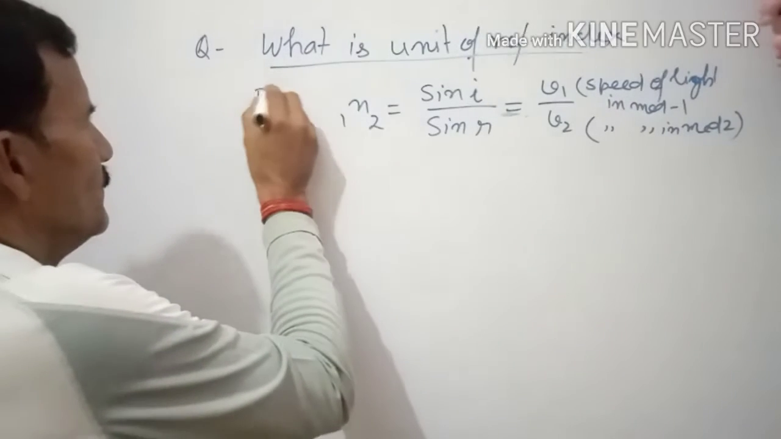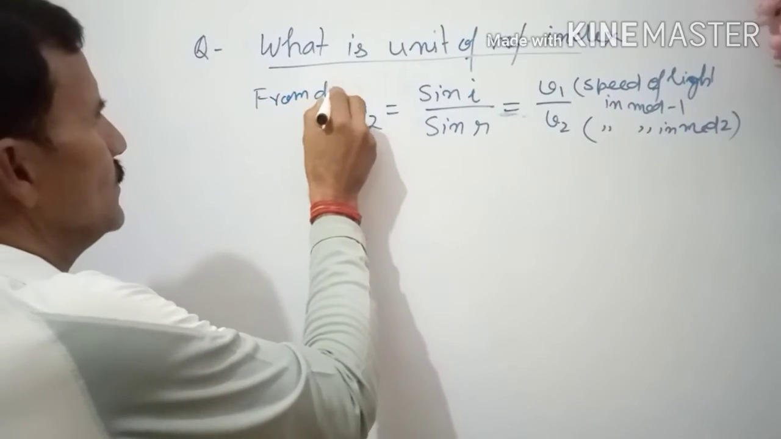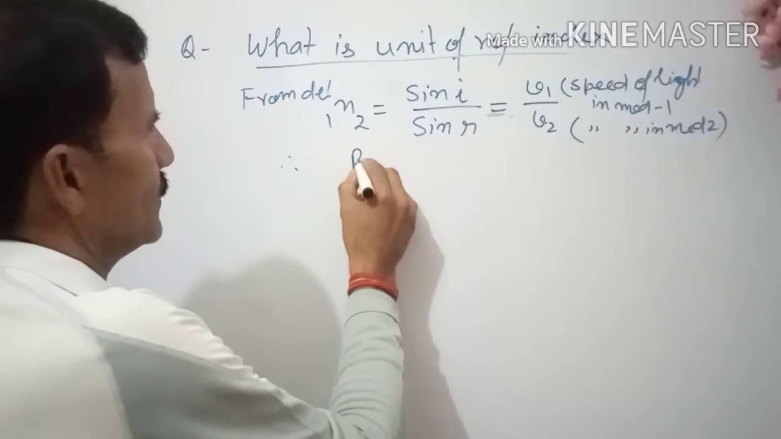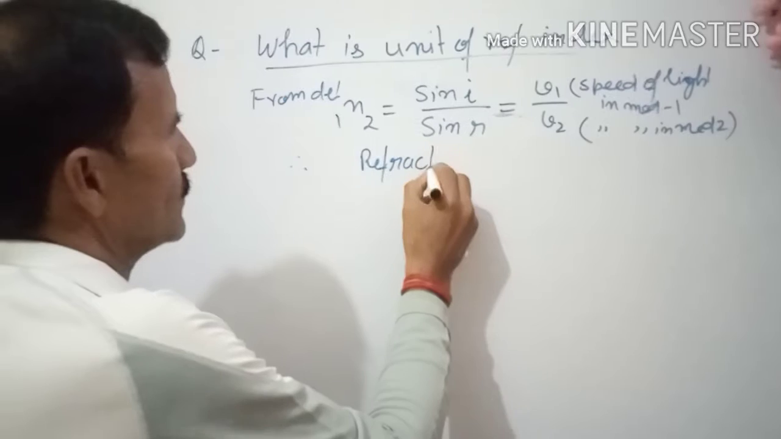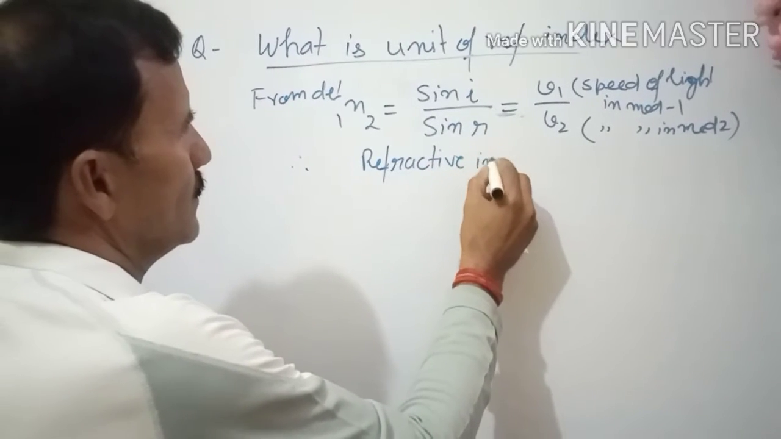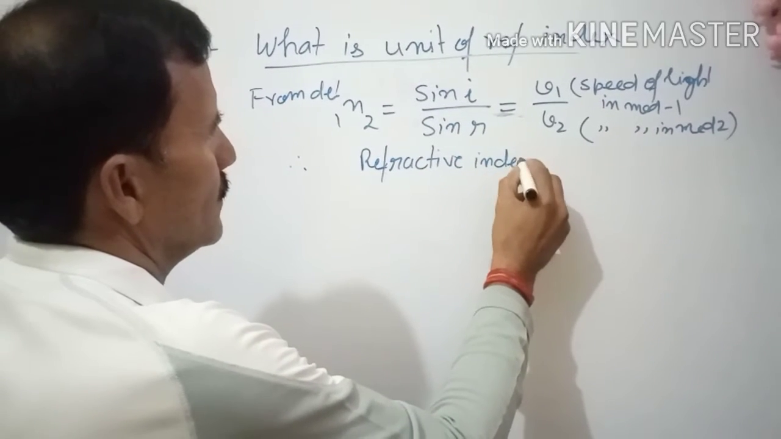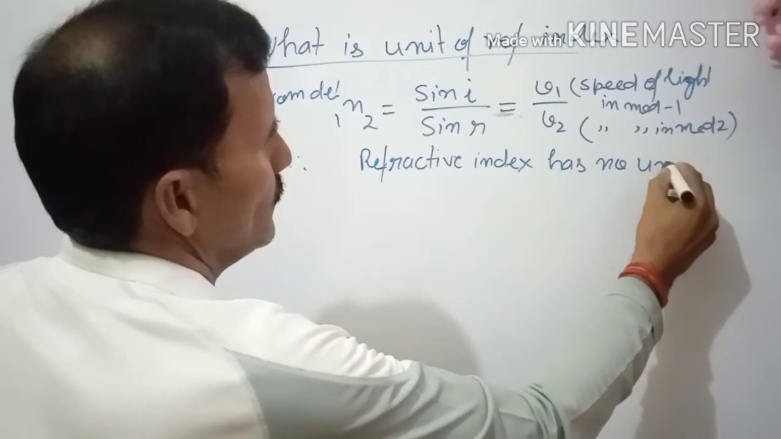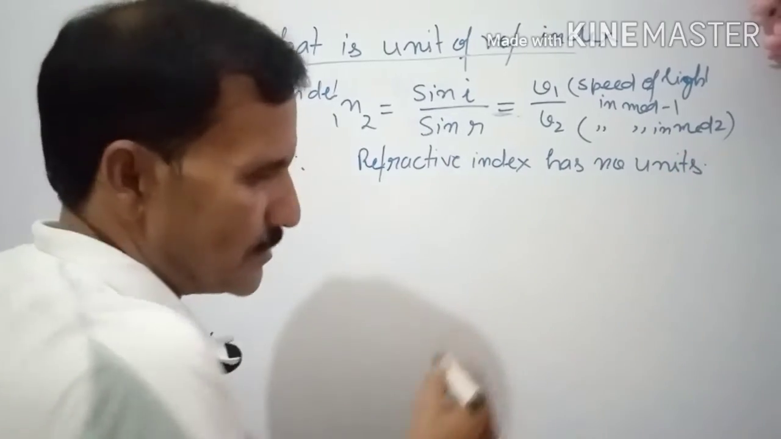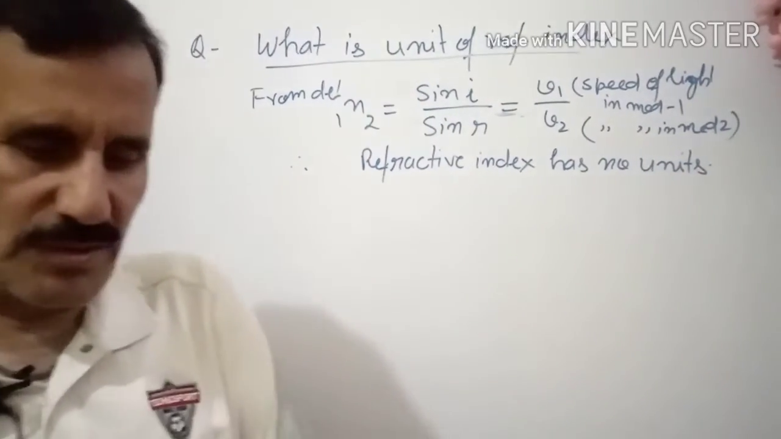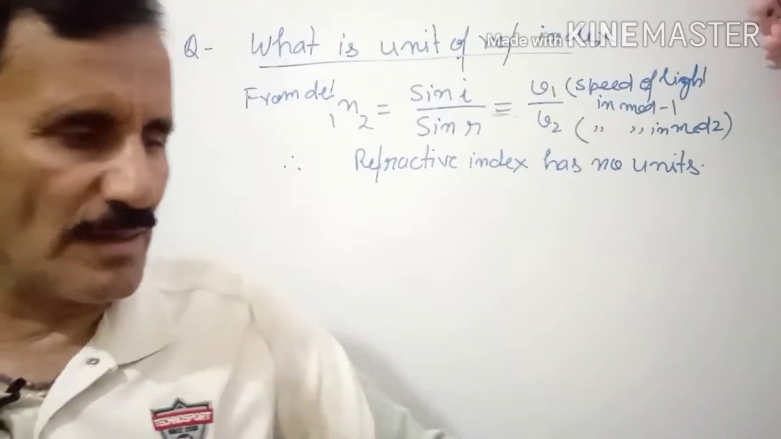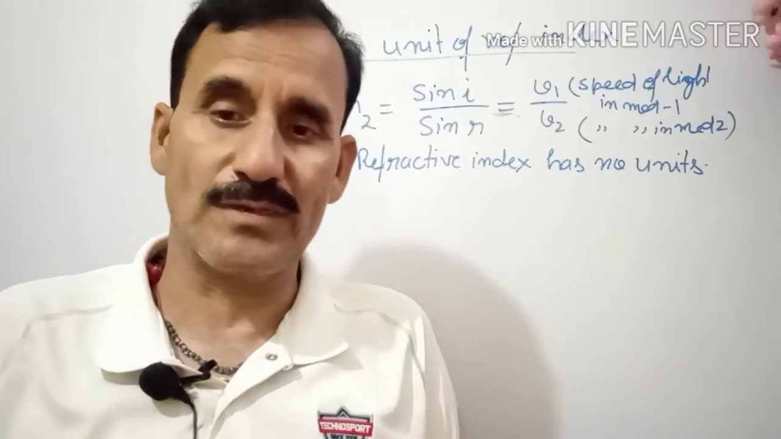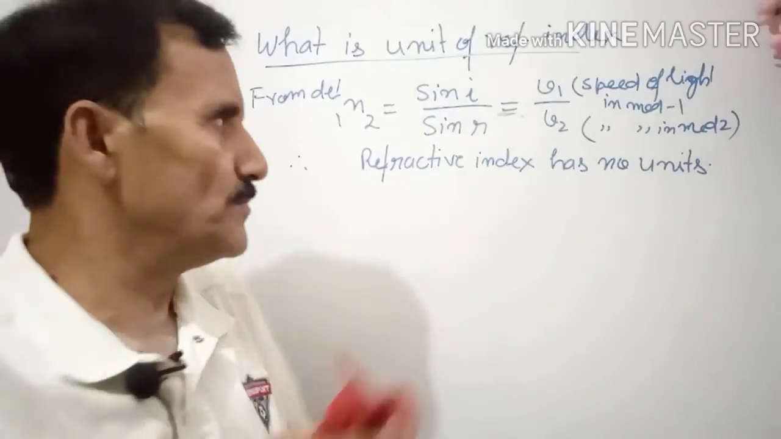So from the definition, you are confirming that refractive index has no units. Okay. So these are the concept based questions. You can have the short answer type. So try to think, and try to search the answer yourself.